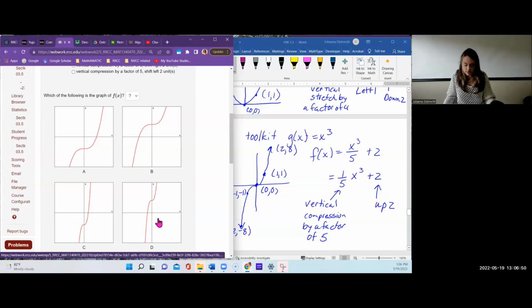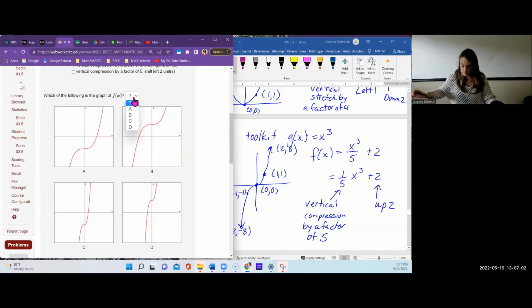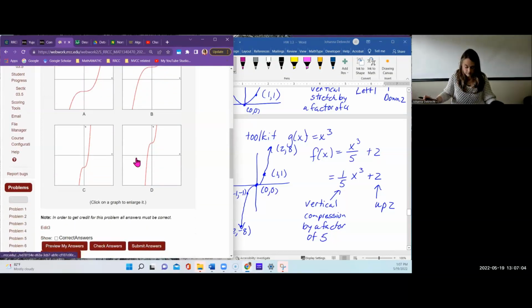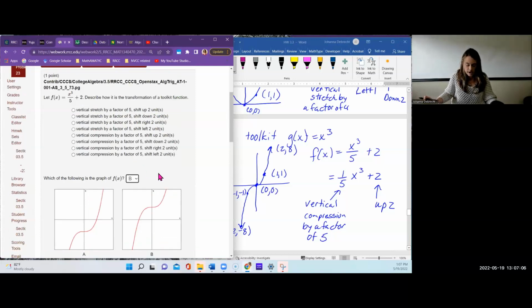Graph D is a possibility, except graph D looks like it's been stretched vertically, not compressed. Compressed would widen it out, and that must be part B. Oh, I forgot to click on the first part. We have a vertical compression by a factor of 5, which is the last 4 options, and it went up 2. That would be the first of the last 4.